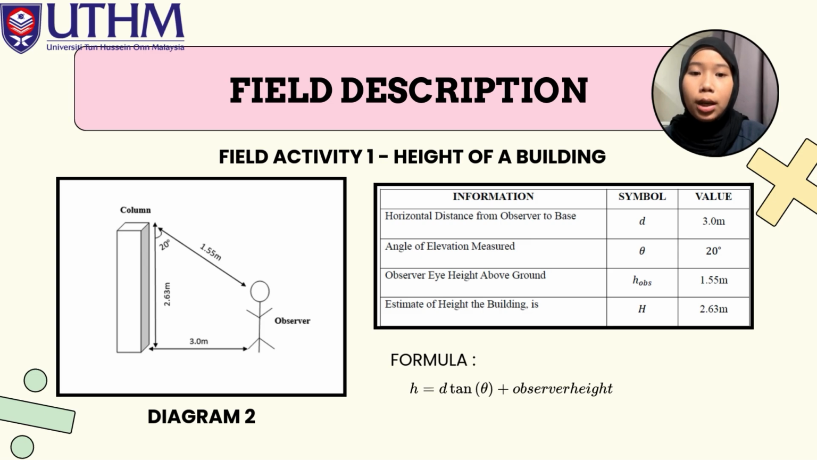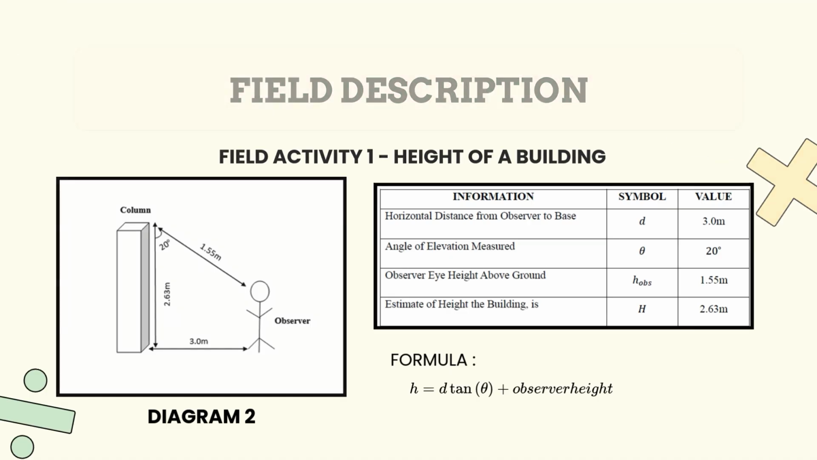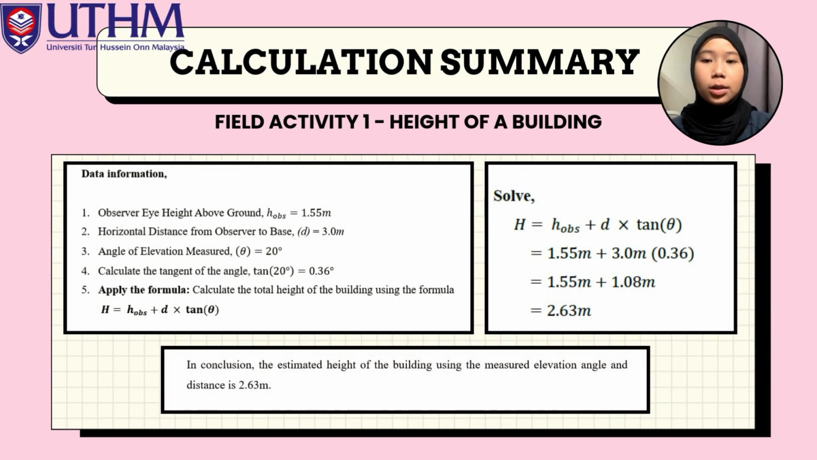The first data we collected is the horizontal distance from observer to base, d, 3.0 meter, the angle of elevation theta, 20 degree, the observer eye height above ground, h_obs, 1.55 meter, and the estimate of the height of the building, h, 2.63 meter. So the formula we use to solve this problem is h equal to d tan theta plus observer height. Next is the calculation summary.